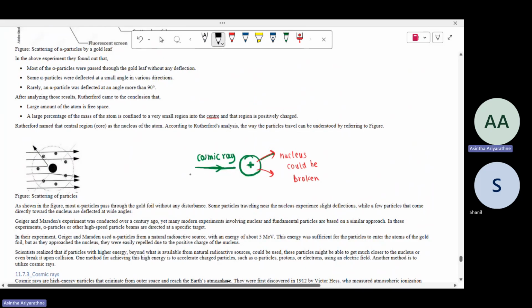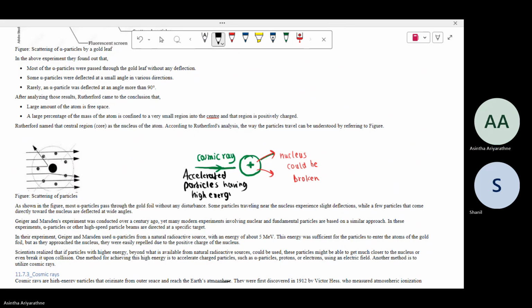If we accelerate particles to high energy, like 10 to the power maybe 20 electron volts, these accelerated particles could break the nucleus as well. But here that did not happen.